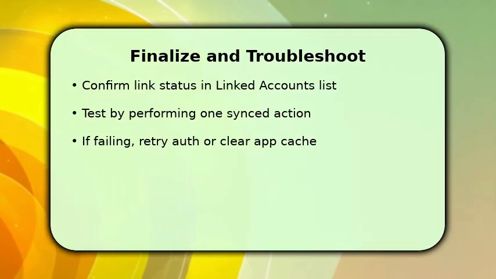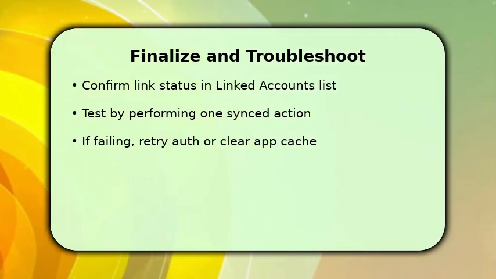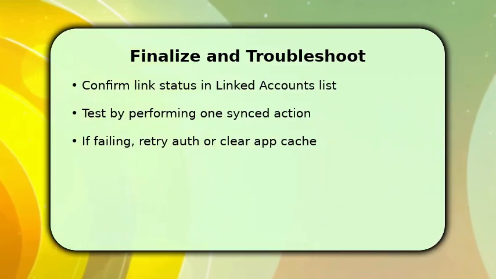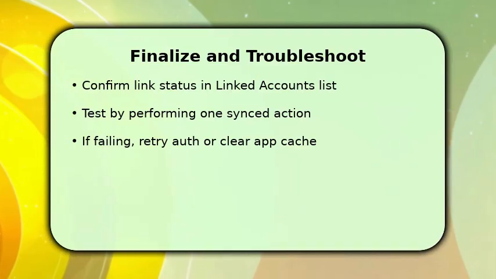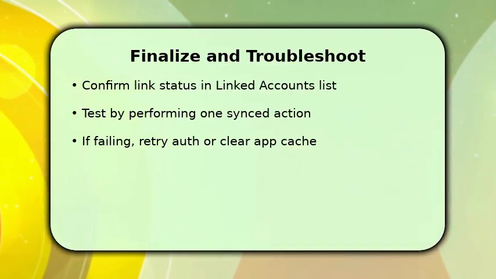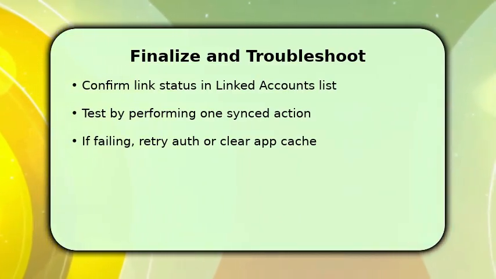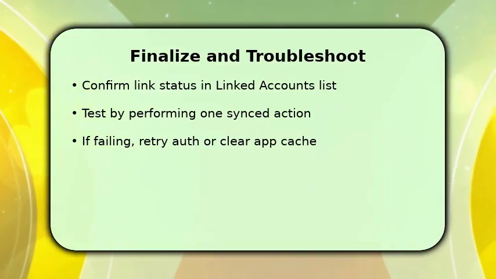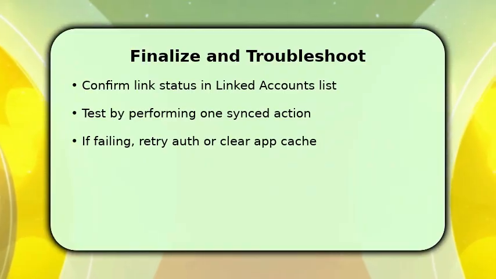If the link fails, retry the authorization flow and re-enter credentials. Make sure time and device settings are correct. If problems persist, clear the app cache or browser cookies and attempt reconnection. As a last resort, revoke access on the external service and start the link process again to refresh permissions.